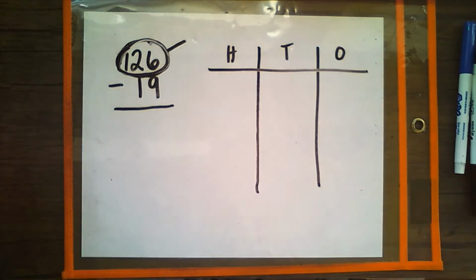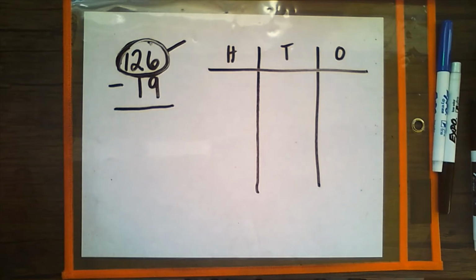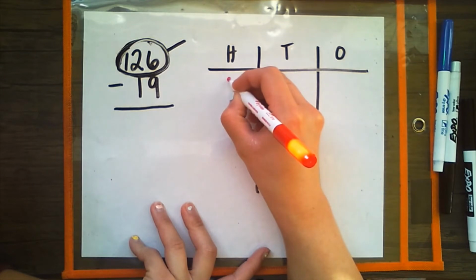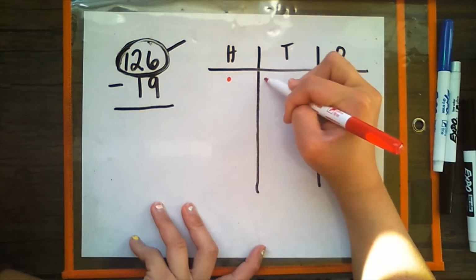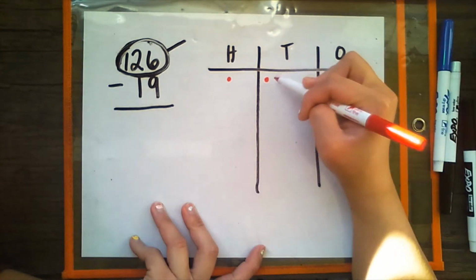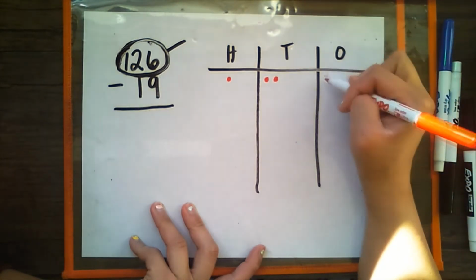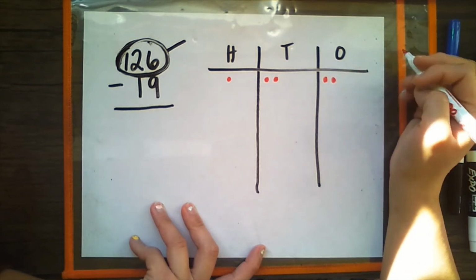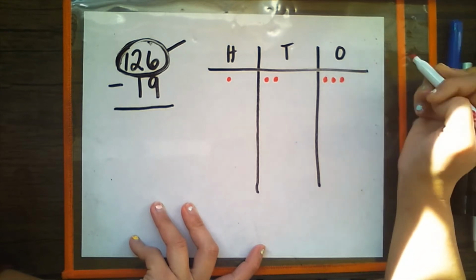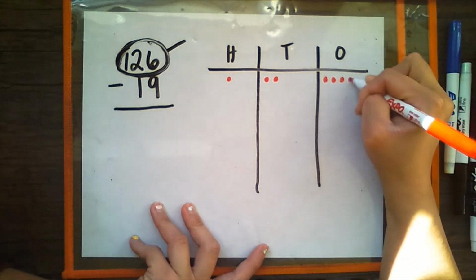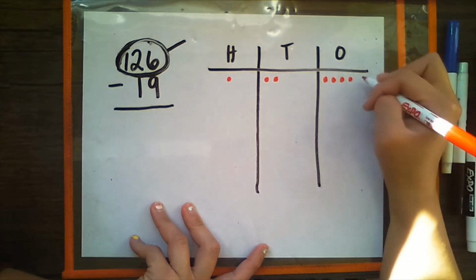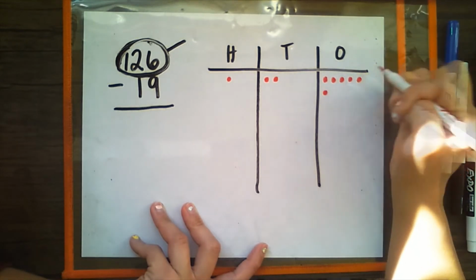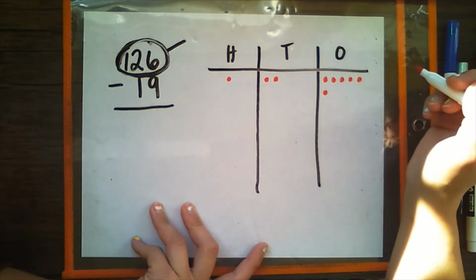Now we're going to go ahead and count. 100, 110, 1 hundred 2 tens, 1 hundred 2 tens 1 one, 1 hundred 2 tens 2 ones, 1 hundred 2 tens 3 ones, 1 hundred 2 tens 4 ones, 1 hundred 2 tens 5 ones, and lastly 1 hundred 2 tens 6 ones.